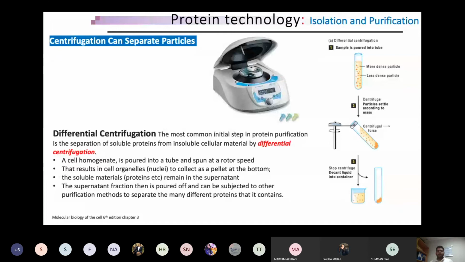Okay, now let's quickly move to centrifugation. So this is centrifugation, simple centrifugation. There are two types of centrifugation we normally do in the laboratory. Of course, there are other centrifugations, but we are not interested in them.